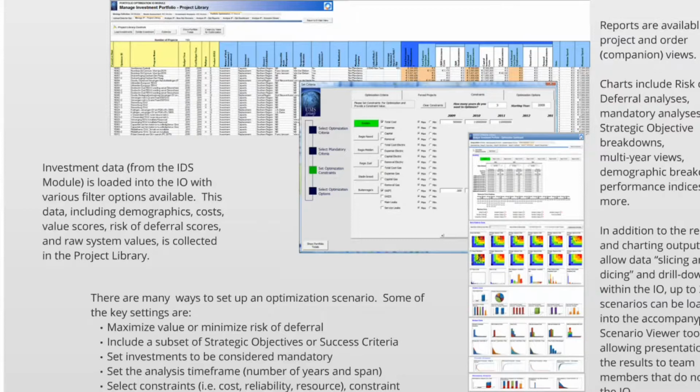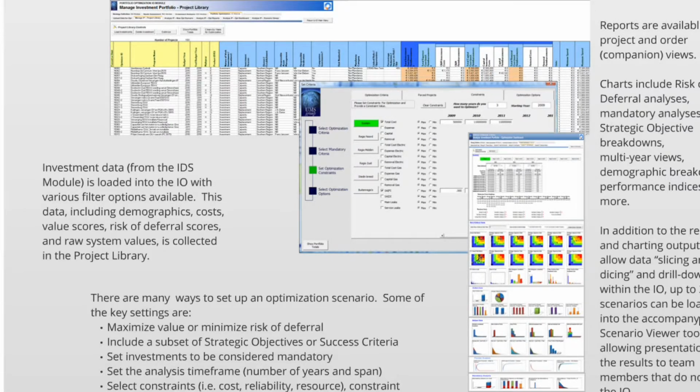The Investment Optimizer, or IO module, receives all the relevant data entered in the IDS module and sets it up for scenario analysis. Value can be maximized or risk of deferral minimized within various constraints, such as cost, reliability, and/or resource constraints. This visual shows the project library, where all the data is collected, the optimized form, where all the scenario parameters are set, and some of the graphical outputs.